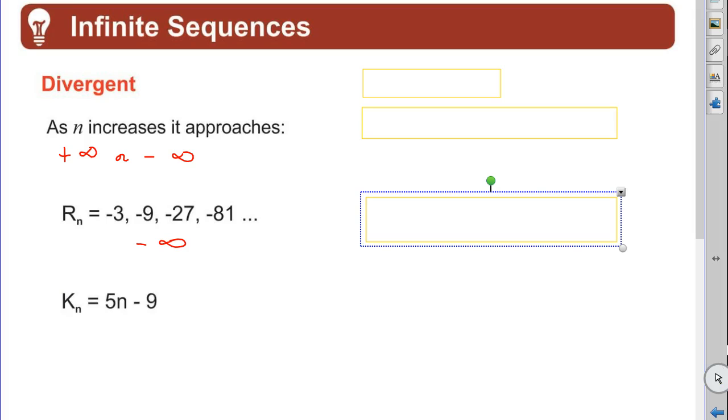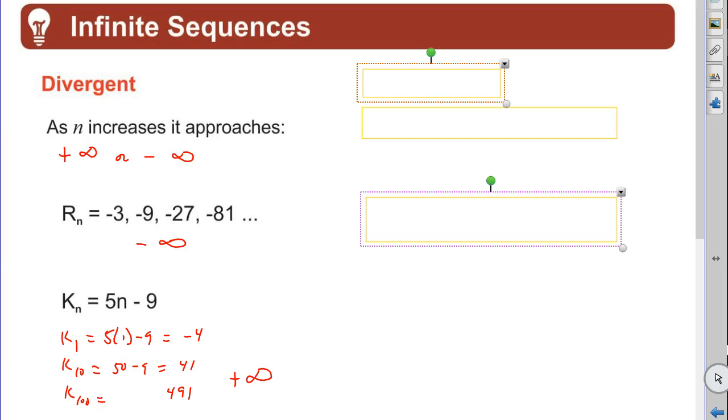Here's a different form. K of n equals 5n minus 9. So let me do a couple values here. If I do k sub 1, then I have 5 times 1 minus 9, and I get what? -4. If I do k sub 10, I get 50 minus 9, and I get 41. If I do k sub 100, I get 500 minus 9, or 491. Do you see where the sequence is heading? It's heading off to positive infinity, a divergent infinite sequence.